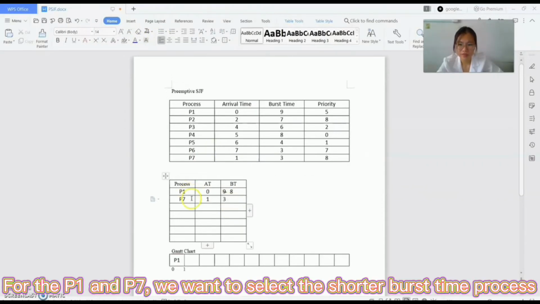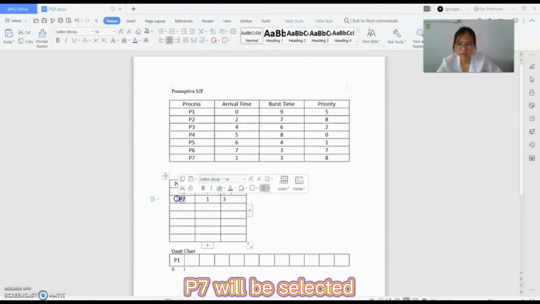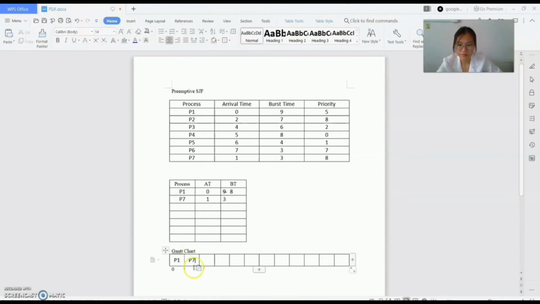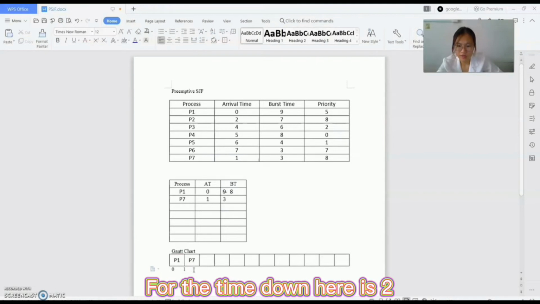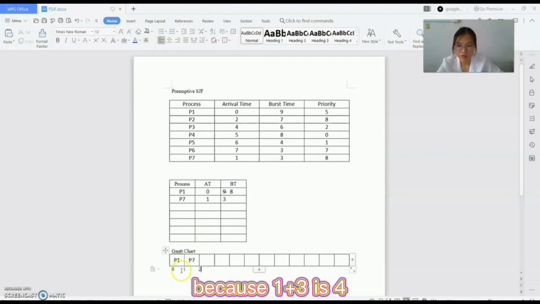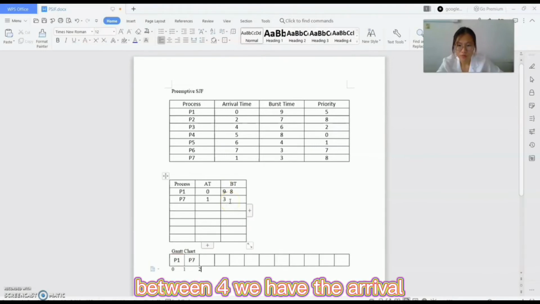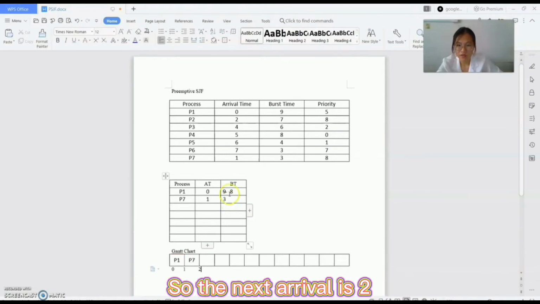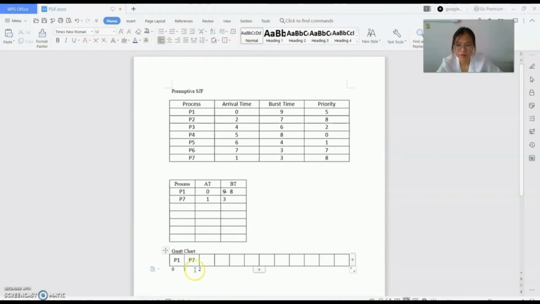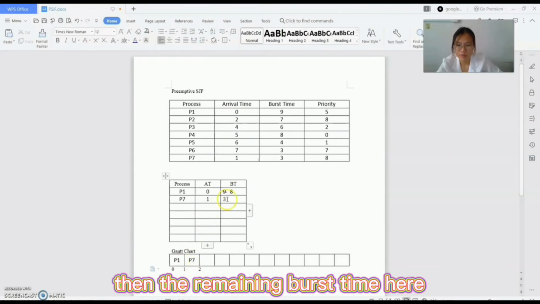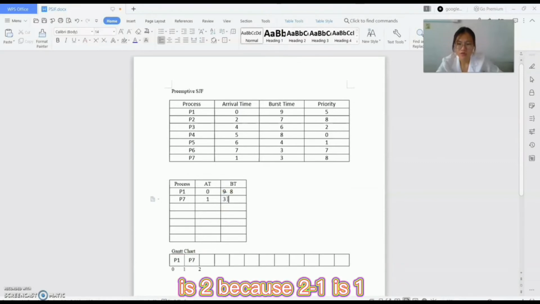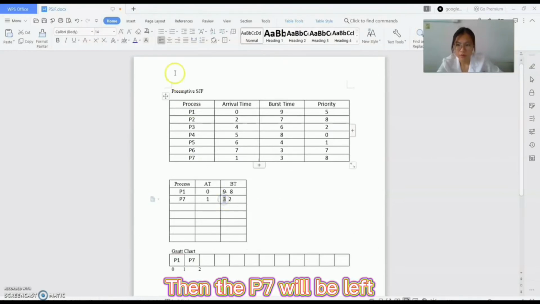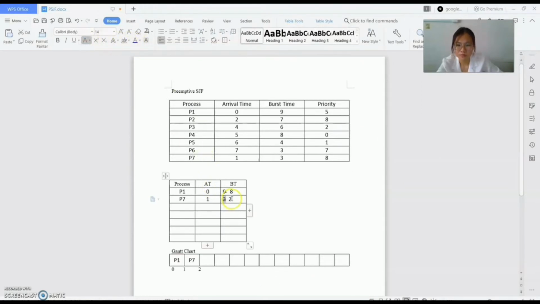For P1 and P2, we want to select the shorter burst time process. P2 will be selected. The time interrupted here is 4, because 1 plus 3 is 4. Between 1 to 4, we have the arrival, so the next arrival is 2. Then the remaining burst time here is 2, because 2 minus 1 is 1, so 3 minus 1 is 2. Then P2 will be left with 2.